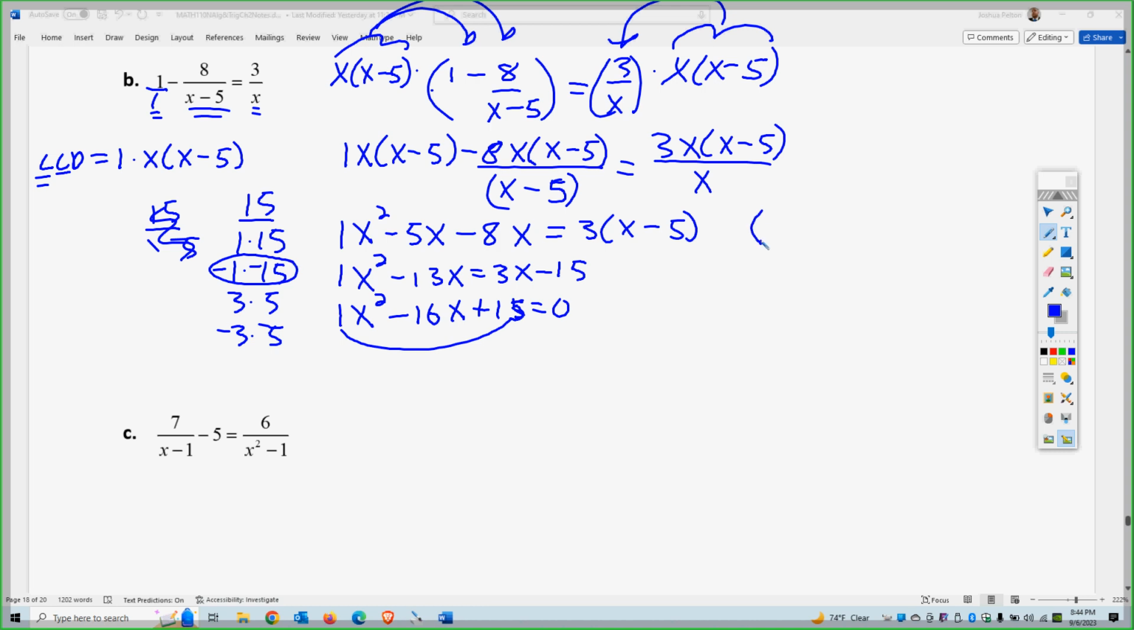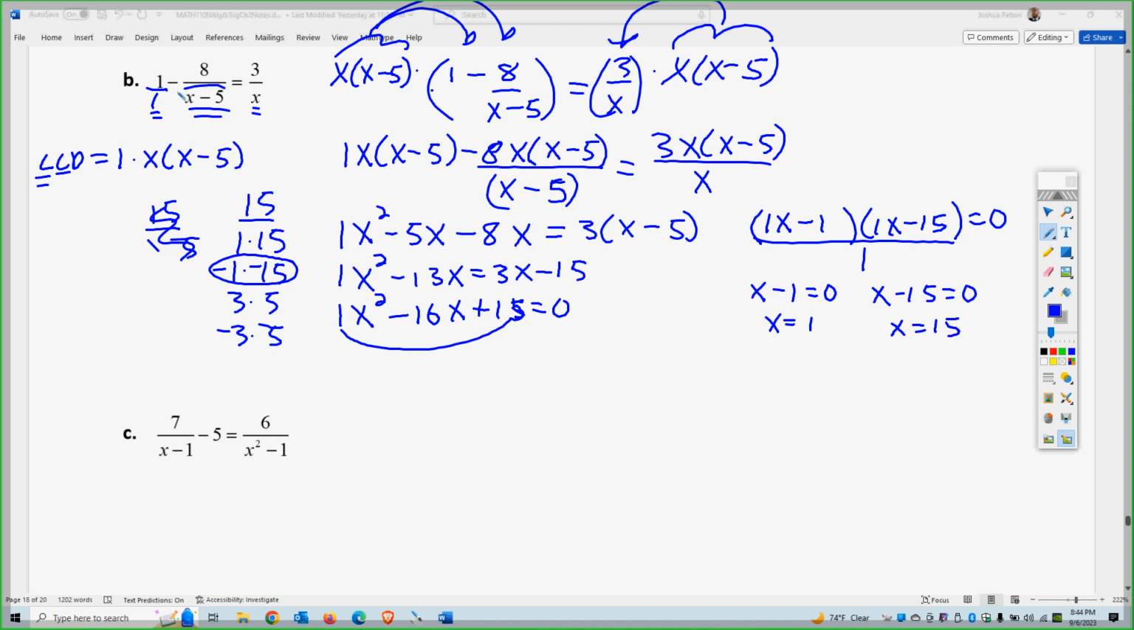So if I factor this out, it's 1x equals 0 divided by 1. The correct factors were negative 1 and negative 15. So I have x minus 1 is equal to 0, and x minus 15 is equal to 0. So x is equal to 1, and x is equal to 15. What you have to check is make sure that it doesn't fail any of these denominators, because if it fails any of those denominators, because you can't divide by 0, it wouldn't be an answer, so we're good here. So in fact, both of these are in fact solutions.